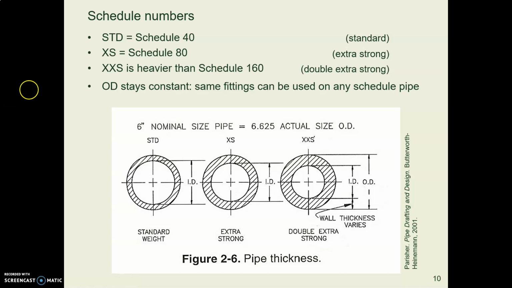Then the heaviest kind is called double extra strong, also known as double extra heavy. And this is where the 2 systems of manufacturing standards parted ways. This is where double extra strong, or double extra heavy, is a different thickness than Schedule 160. But still, the outside diameter stays the same. So let's go look at a table.